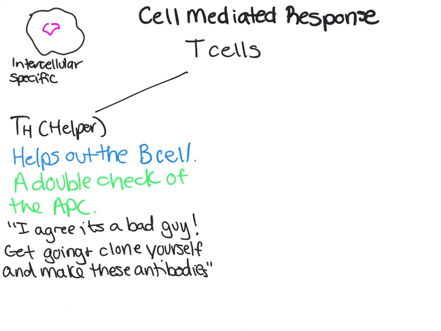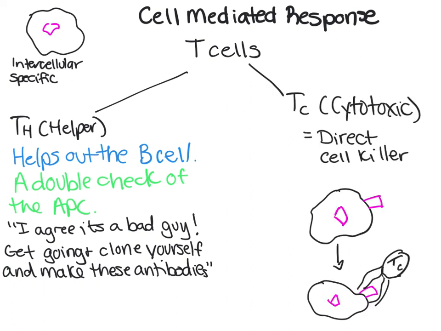But the T helper cell is basically there to help out the B cells. And it does a double check of the antigen presenting cell. So this is supposed to help out so we don't have any autoimmune issues. But as you start talking about diseases, things can go wrong in the immune system that can lead to disease. So the T helper cell is supposed to double check that B cell and say, yeah, I agree, it's a bad guy. You get going, clone yourself, make the antibodies. We got to get on the ball.